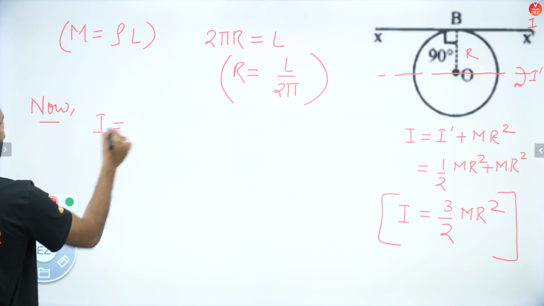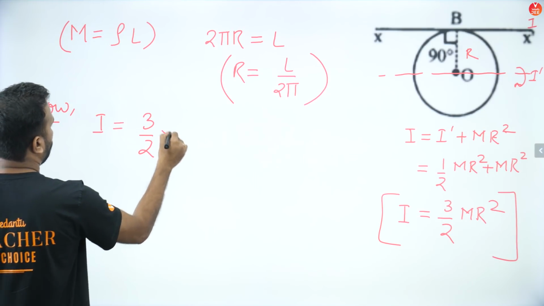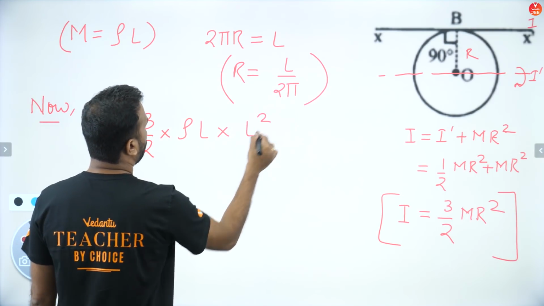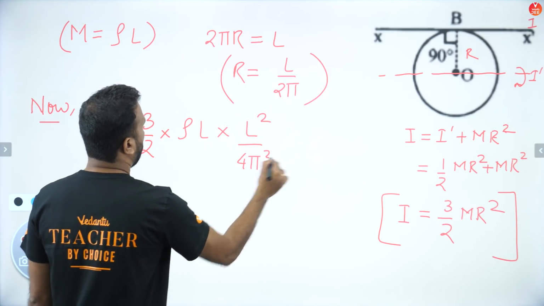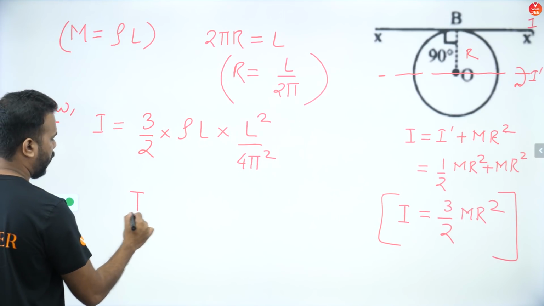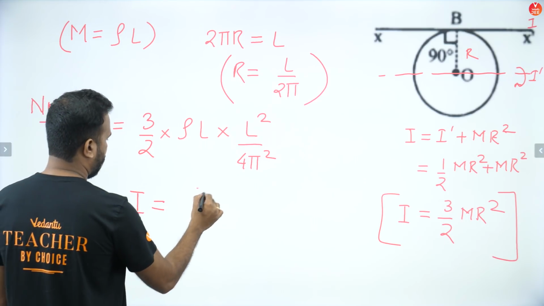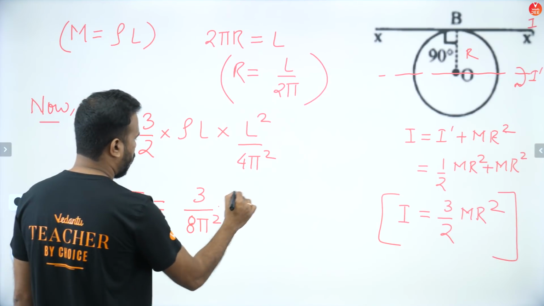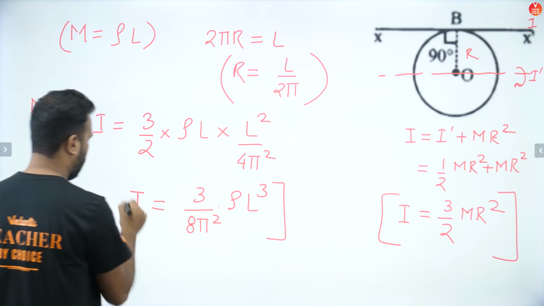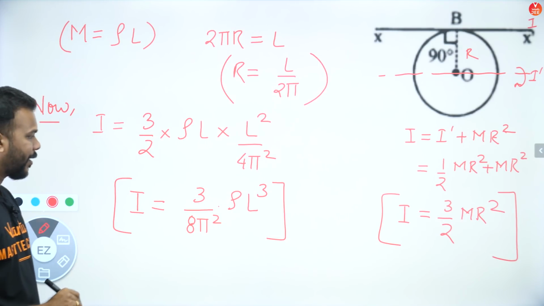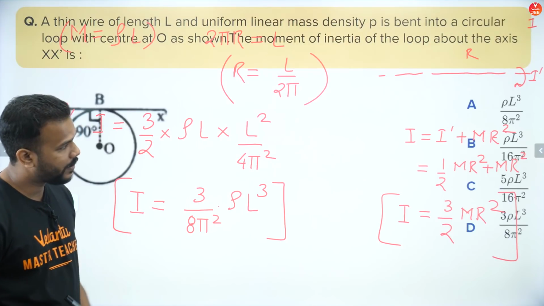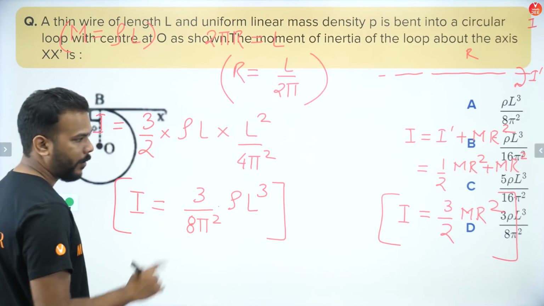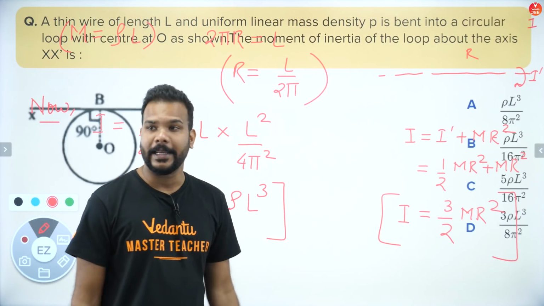The moment of inertia I will be equal to 3 by 2, the mass is equal to rho L, and the radius square will become L square by 4 pi square. That means the moment of inertia finally looks like 3 by 8 pi square times rho L cube. So the answer should look like 3 rho L cube by 8 pi square. Let's see the options here. 3 rho L cube by 8 pi square, that means the answer is option D.